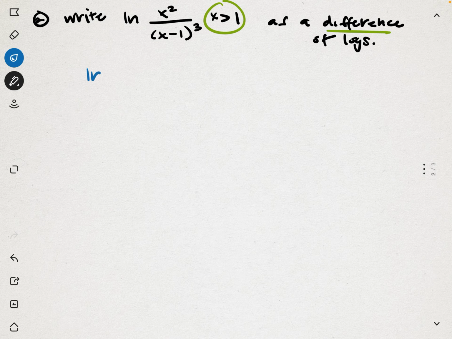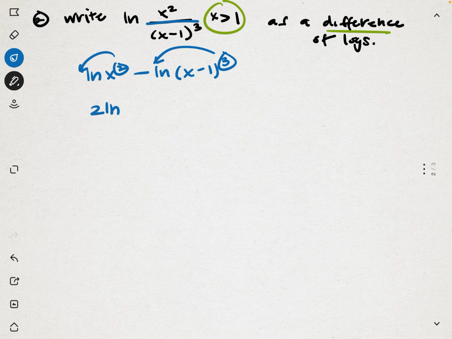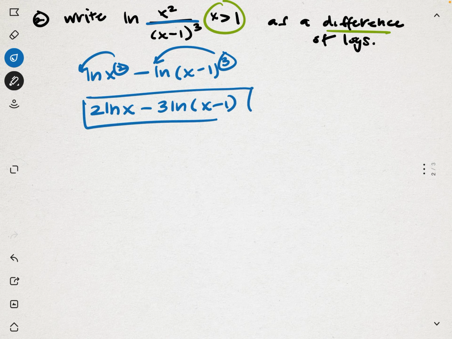So let's go ahead. We're going to do ln of x squared, right? Then we have the division, so we're going to write minus ln again, and then we're going to write the bottom part, x minus 1 cubed. Right, we have these exponents again. So at this point, we can take those and drop those in front of the ln. So we have 2 ln x minus 3 ln of x minus 1. Right, and then once we've done that, we're good.